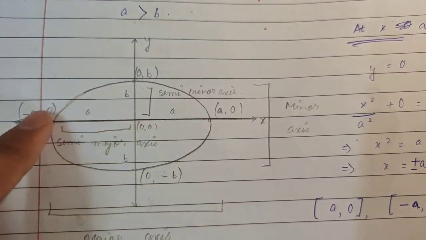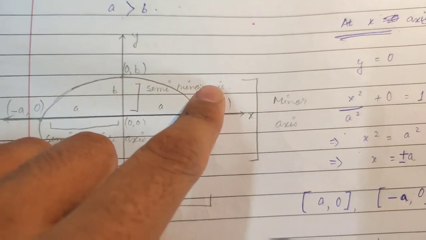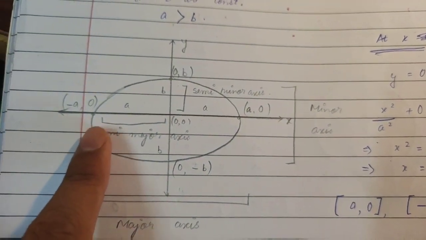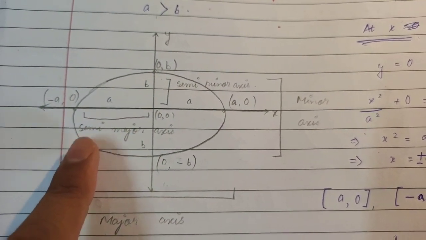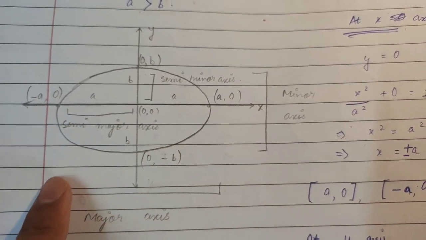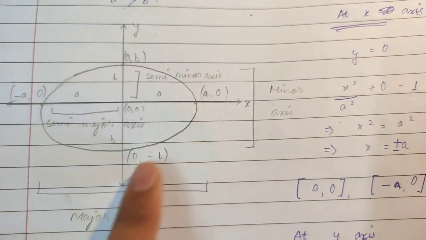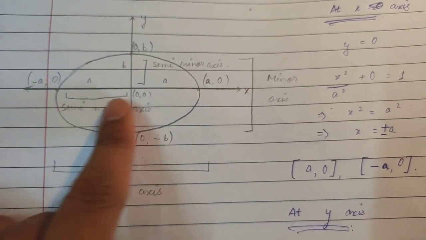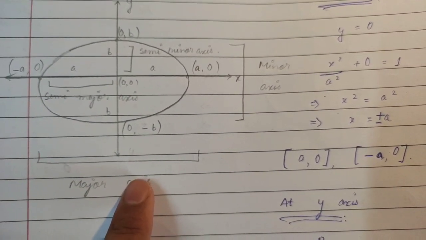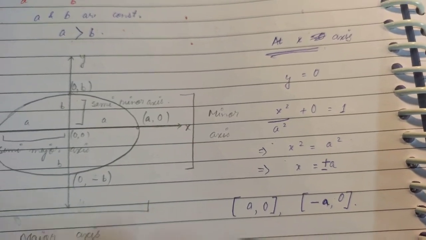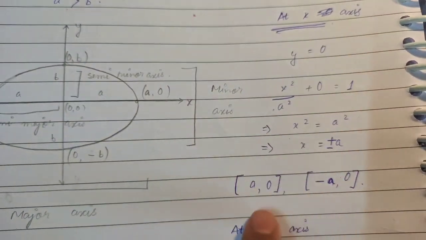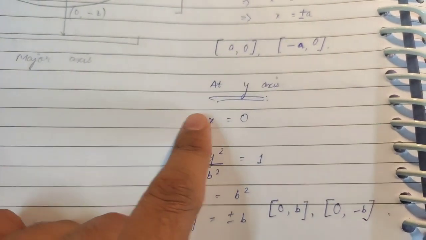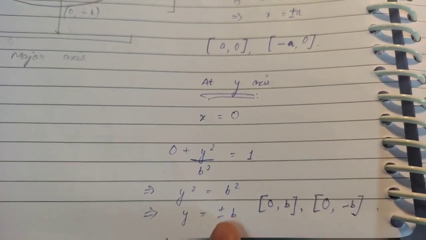This b is smaller than a, so it is the semi-minor axis, and this whole axis is known as the minor axis. Similarly, a is greater than b, so it is the semi-major axis, and the whole length from (−a, 0) to (a, 0) is 2a, so it is the major axis. Same thing here: at the x-axis y is 0, so x = ±a, and at the y-axis x is 0, so y = ±b.